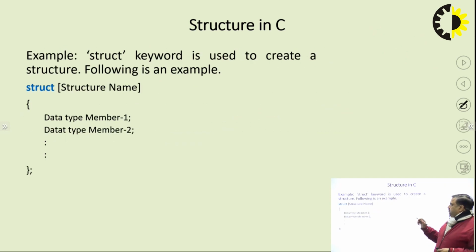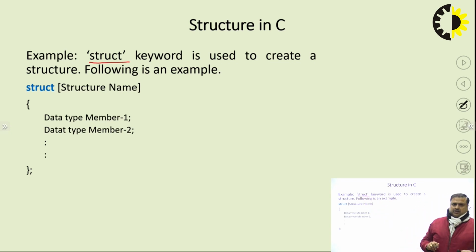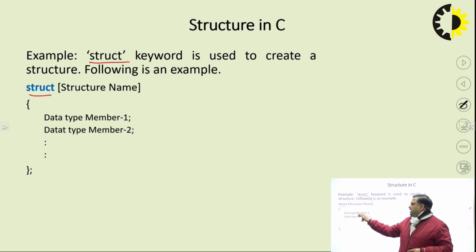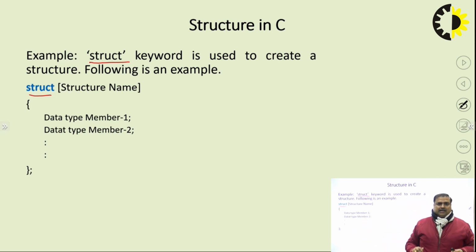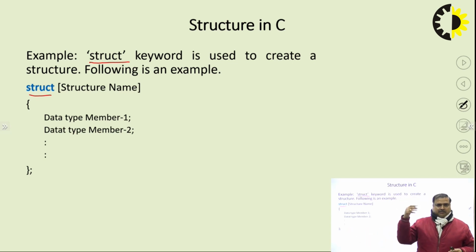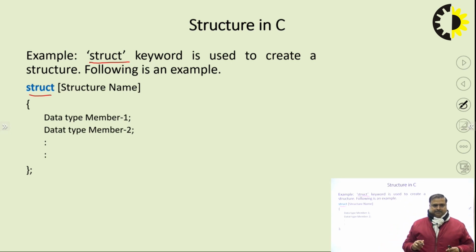So here, as an example, the keyword we will use to create a structure is struct. This keyword we use to create a structure in the form of the structure name and different members of the structure, then closing braces. One thing you need to emphasize is that in the case of a structure we have a semicolon after closing it. In functions and all, we have only closing braces, but in the case of a structure we require a semicolon at the end.